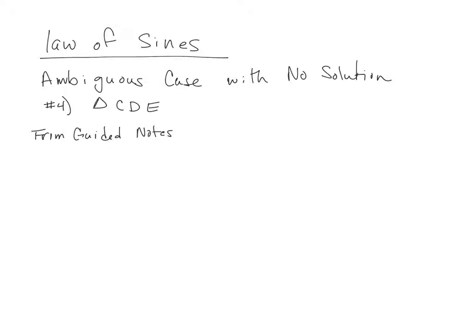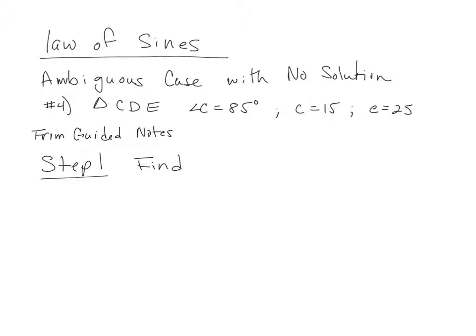The triangle is triangle CDE. The measure of angle C is equal to 85 degrees, and c is 15, e is 25. Step 1 will be to go through and find angle E.